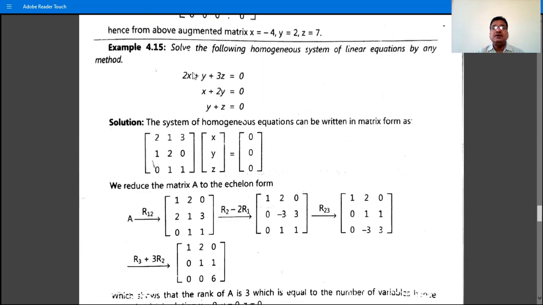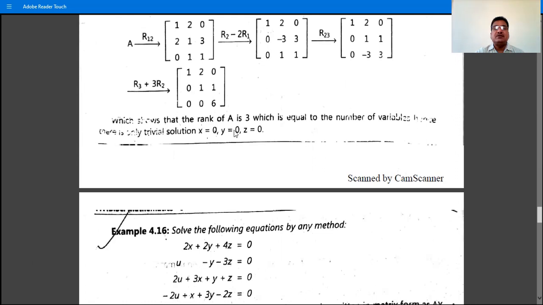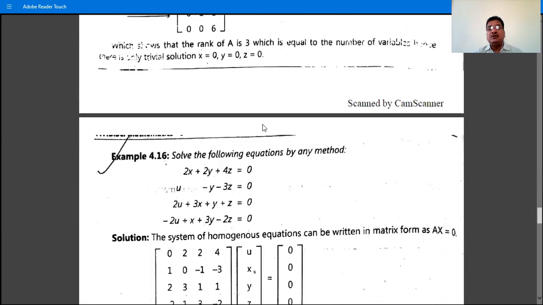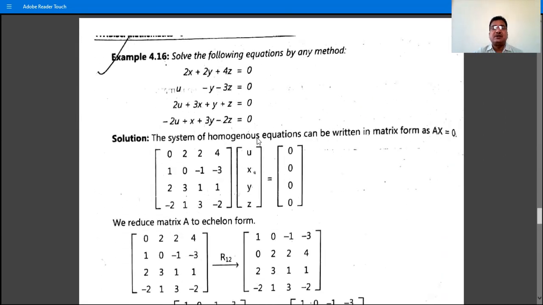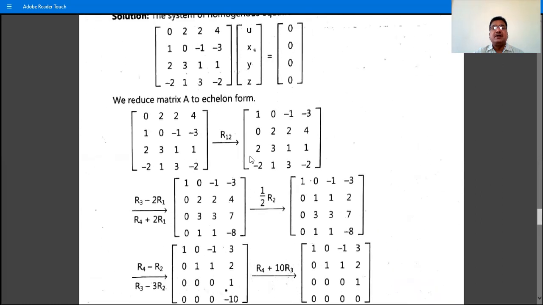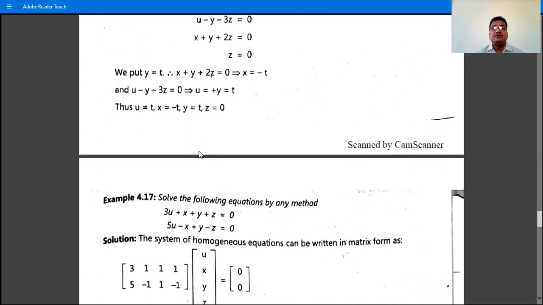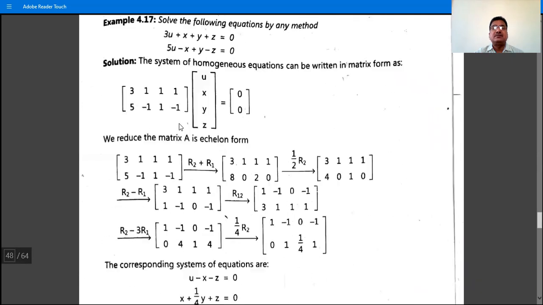If the homogeneous system has a unique solution, then it must be X is equal to 0, Y is equal to 0, and Z is equal to 0. That is the trivial solution. If the homogeneous system has a unique solution, it means the system has a trivial solution. That is, the values of all variables are equal to 0. A similar problem: this is a homogeneous system. Solve the system. This system has trivial as well as non-trivial solutions.